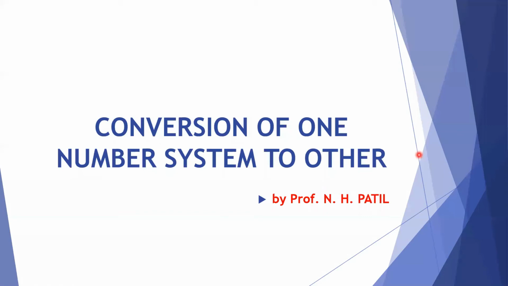So today we will have a discussion on conversion of one number system to the other number system. Already in the previous class, we have seen the different types of number systems. Where we have seen that there are four types of number systems, that is decimal number system, binary number system, octal number system, and hexadecimal number system.